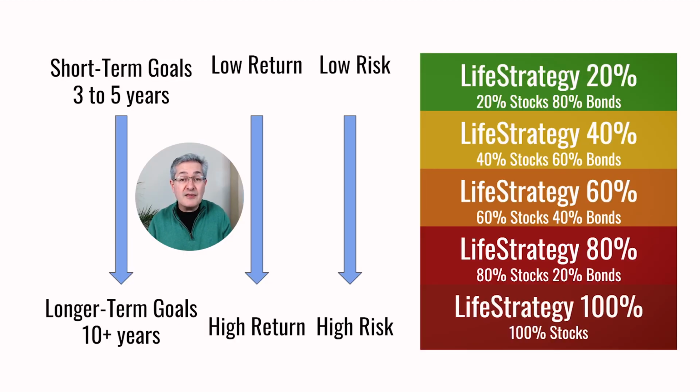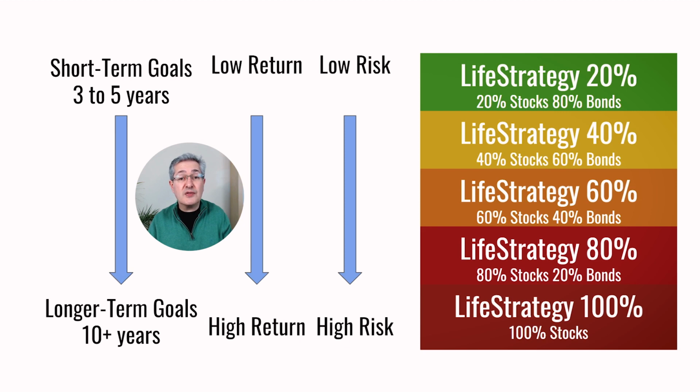Why are there 5 LifeStrategy funds? They dial up the risk and return of the fund by varying the percentage of stocks they hold. This ranges from the safest and lowest return LifeStrategy 20%, which is 20% stocks and 80% bonds, to LifeStrategy 100%, which is a pure global equity fund.